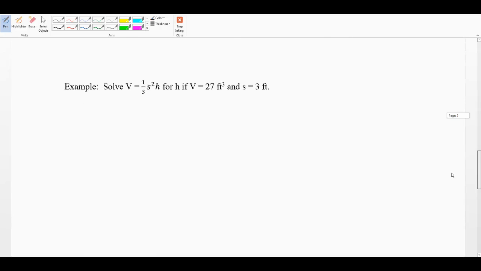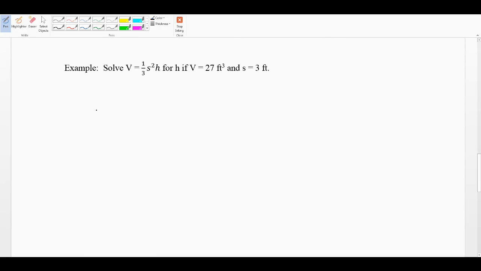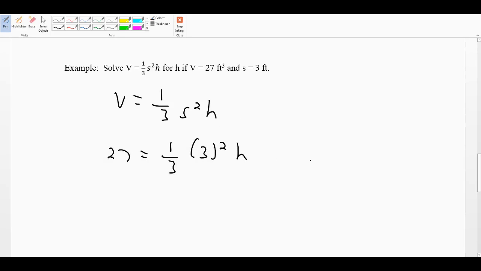Now let's look at this final example. This is going to be a little bit more complicated. Maybe, maybe not. Here's the formula. It's for finding the volume of a square-based pyramid, in case you're wondering. V is 27 cubic feet, so I'm going to use 27. Keep the 1/3 as the 1/3. S is given to be 3, so 3 squared. The only thing left over is the H, so we're going to solve for the H.